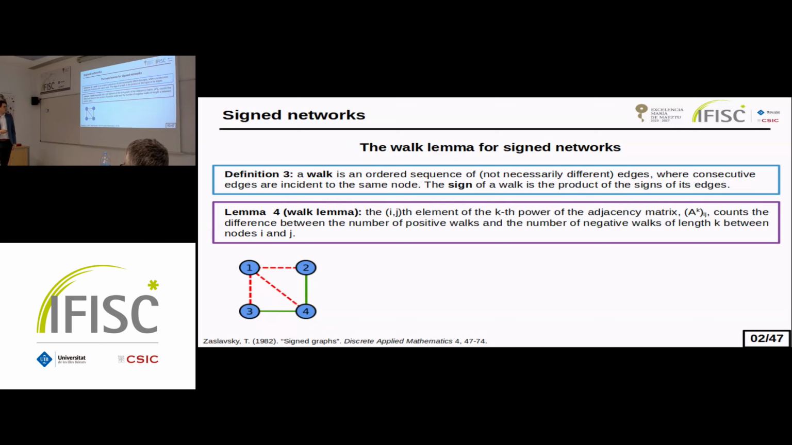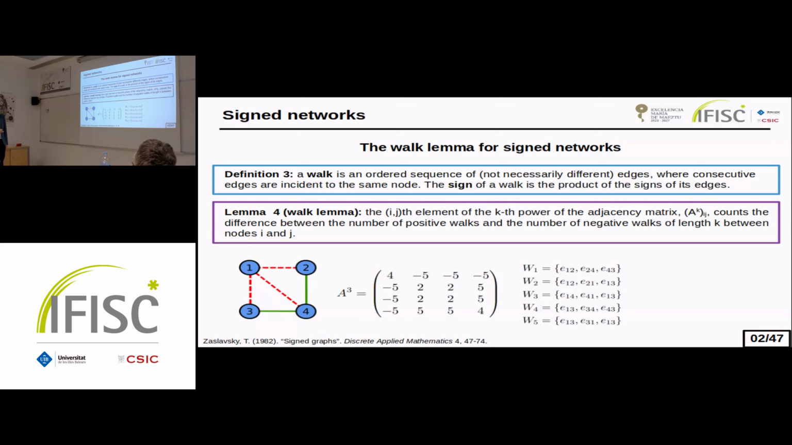So we can alternatively take the third power of the adjacency matrix and look at the entry 1, 3. And here we see that there is a 5, which means that there are 5 walks between nodes 1 and 3, which are these 5. Moreover, you see that it is negative. That negative sign is indicating to us that all of the 5 walks are negative.